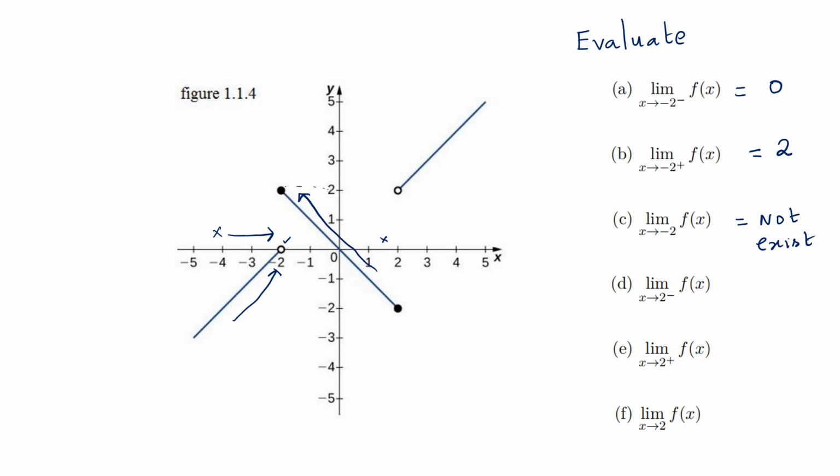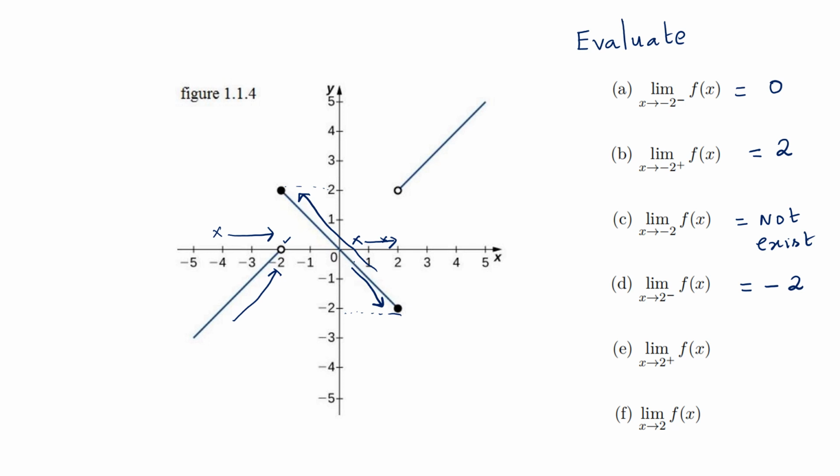Here what they are asking is the limit as x tends to 2 minus of f(x). So x approaches 2 from the left side. Suppose here x approaches 2. X approaches 2 means here f(x) approaches like this. What does f(x) approach? The corresponding value is -2. So this value is -2.